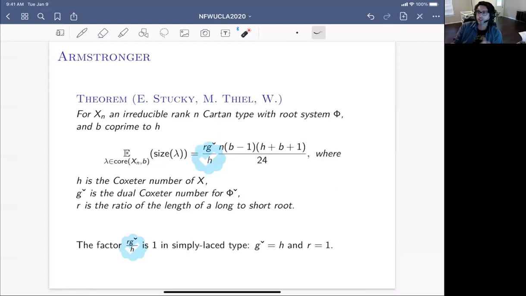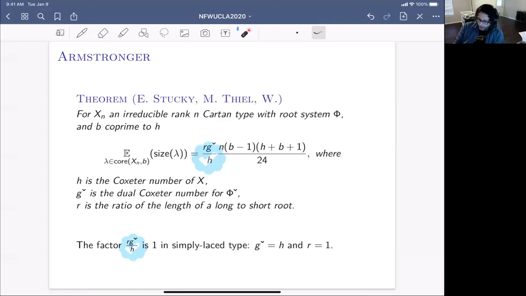And we can do it for not just simply laced, but any Cartan type now. So we have b coprime to h, and we can consider this. What happens is you get this funny factor, r g check. Remember that g check is the dual Coxeter number of the dual root system, r is the ratio of the lengths, long to short, and h is the Coxeter number.